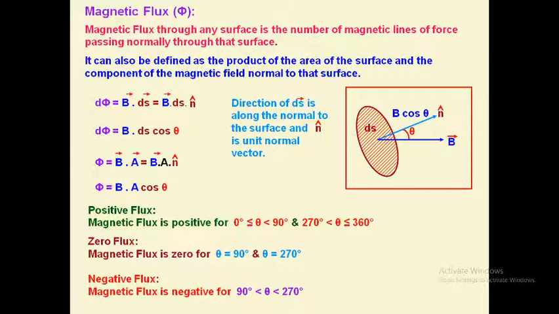So let me quickly tell you what you need to carry from this point. What is magnetic flux? Definition. Then the mathematical formula. So definition is very simple. Number of field lines passing normally through any surface. And the formula is also simple. B A cos theta. Now let us move to next topic.